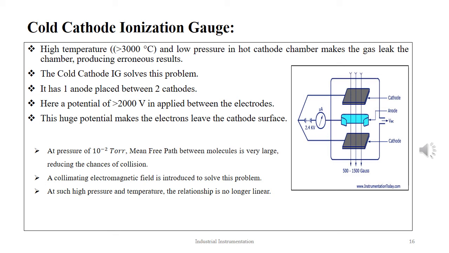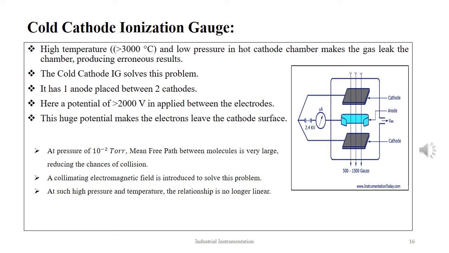In order to remedy the situation, the cold cathode ionization gauge was developed. In the cold cathode gauge, as shown here, Phillips and Penning, there are two cathodes and a hollow anode positioned in between them. A potential of more than 2000 volt is applied between the electrodes, which produces a strong magnetic field, and electrons are ejected from the cathode surface.